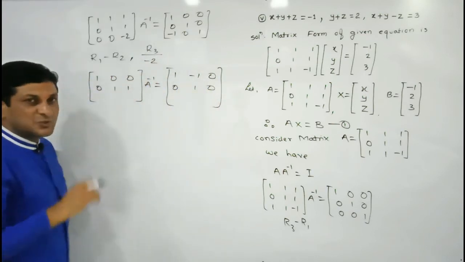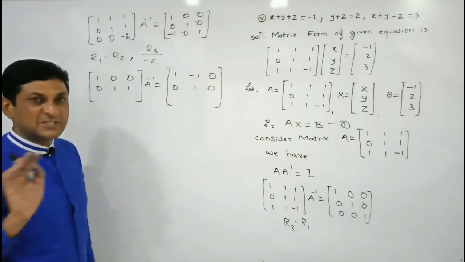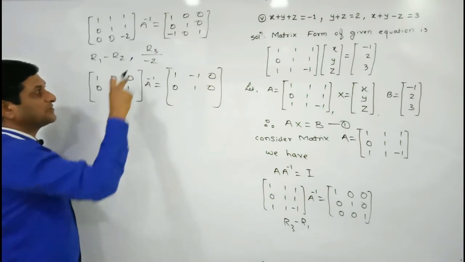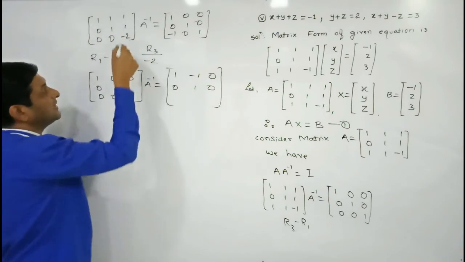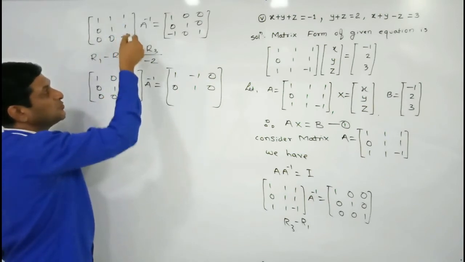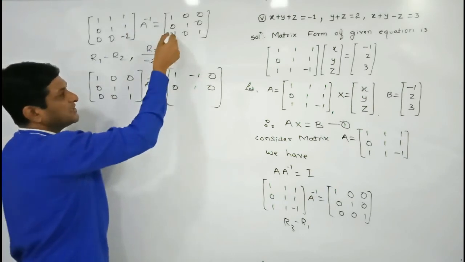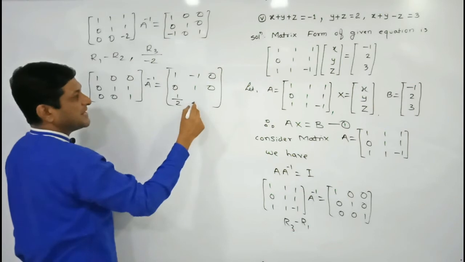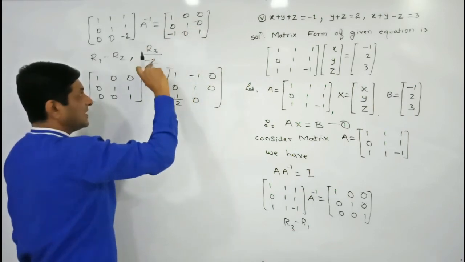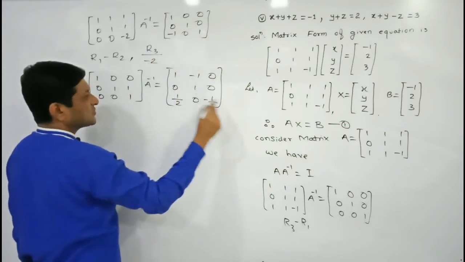Lastly, perform this operation on the element of R3, means simply we are dividing the element of R3 by minus 2. Divided by minus 2, 0, 0. Again here minus 2 upon minus 2 is 1. On this side minus 1 upon minus 2 is plus 1 by 2. 0 divided by any number is 0 and 1 upon minus 2 is minus 1 by 2.